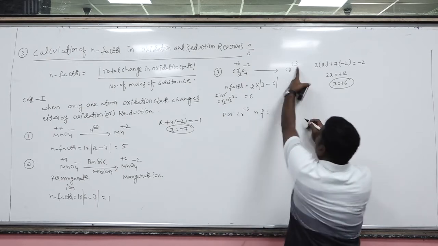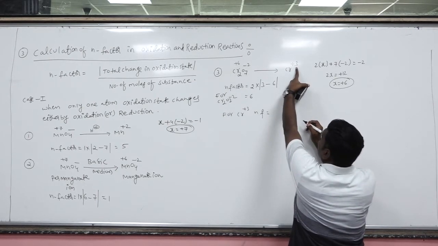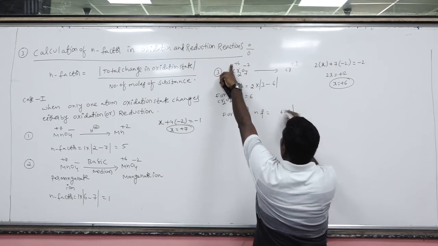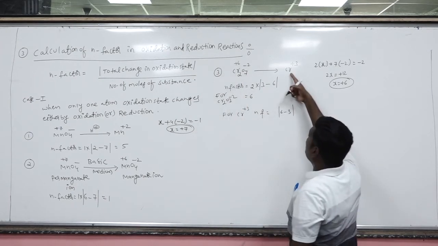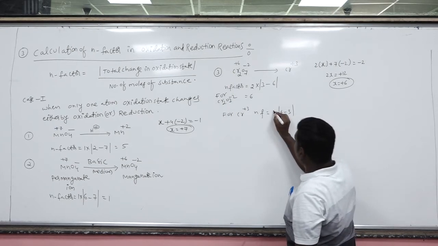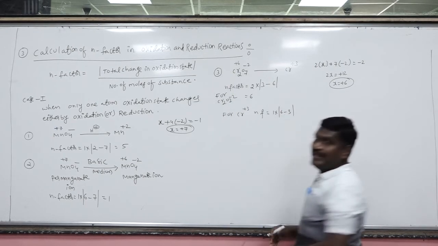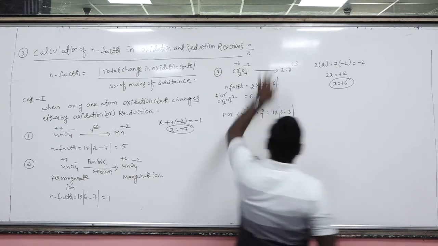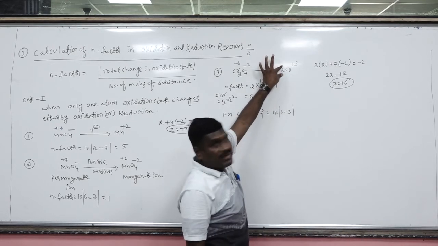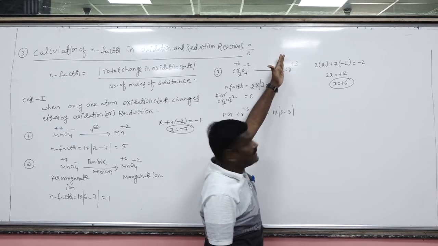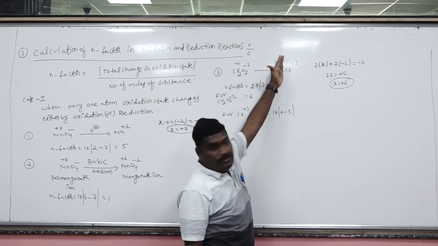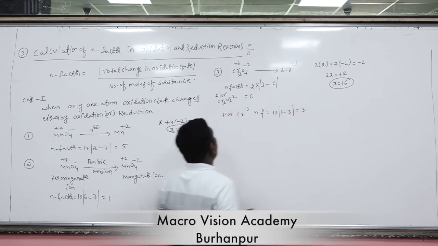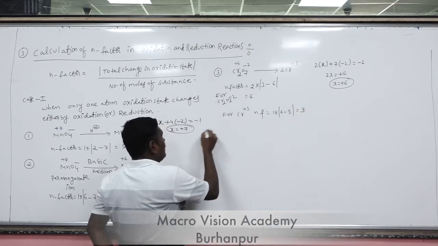How? Now, initial oxidation number, this is +3. Final is +6. So change will be final minus initial. How many chromium atoms are there? Only 1. If suppose I write 2 here also, there is no need to consider the stoichiometry. We only have to consider the number of atoms per mole of the species. So the N factor here is 3. Okay.